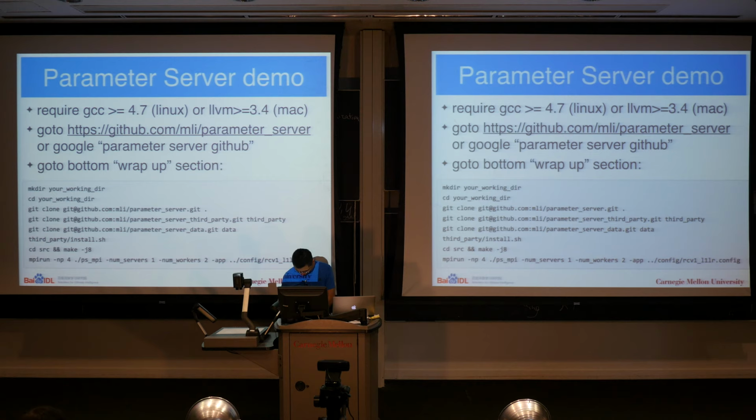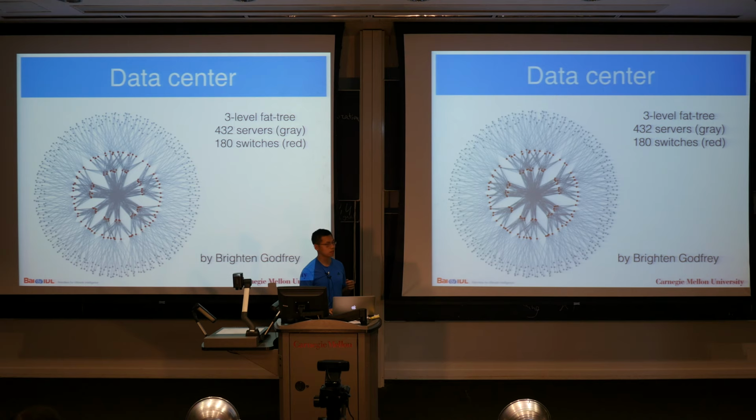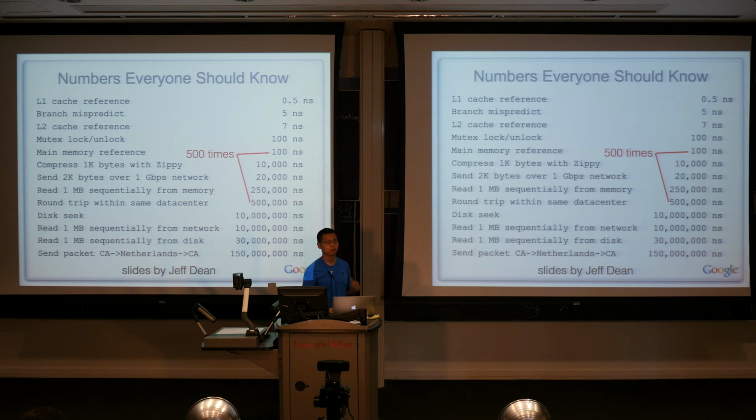If you want to communicate something, you need to go to the network. And the data center can be very complex. So I think Alex has discussed this this morning. There are some delays and some penalty if you distribute things around several machines.